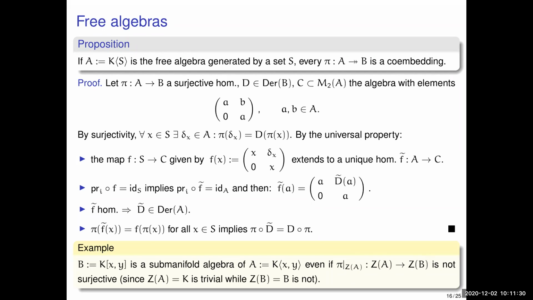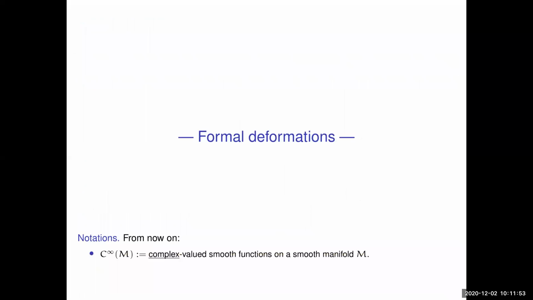It's not surjective on the centers, but still pi is a co-embedding because of the proposition that is written on top, because every quotient algebra of A is a submanifold algebra. So there is not such a nice theorem, I could not find some kind of simple characterization of co-embeddings using centers. Okay, now we pass to the part where you can actually prove stuff.